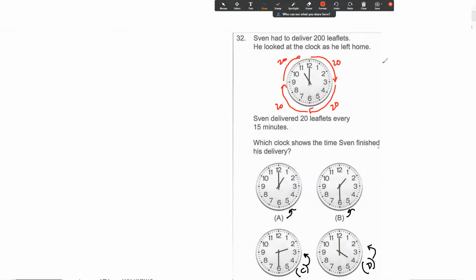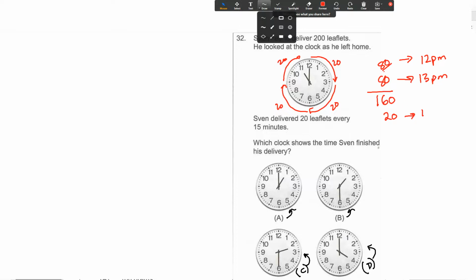Okay? So he delivers 80 leaflets in the hour. If he delivers another 80, it's going to be 1 o'clock, right? Yeah. And then he has now delivered a total of 160. So he has to deliver another 20, which means this will be at 1:30. Can you see that? Because it's another 30 minutes after that. But at the final one, yeah. So which one is 1:30? A, B, C, or D?